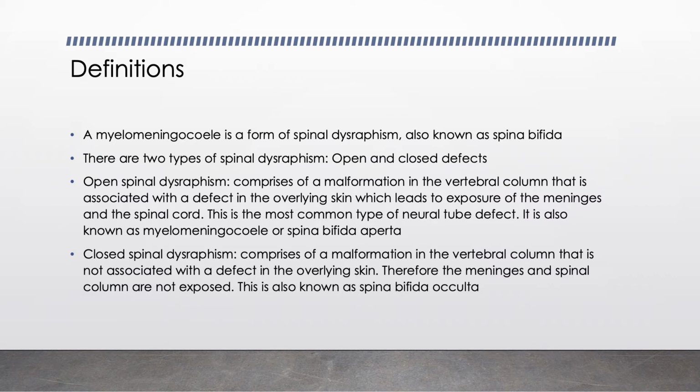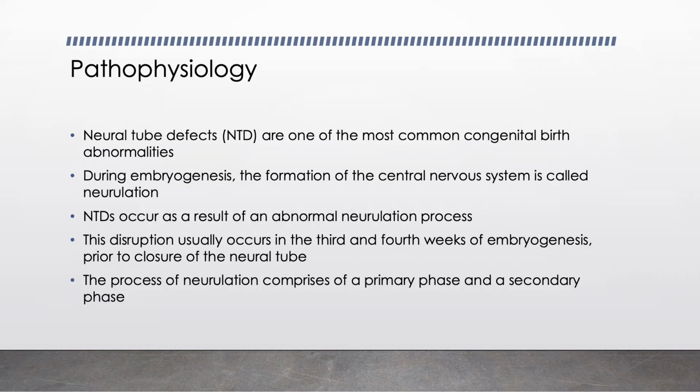So myelomeningocele is a form of spinal dysraphism, also known as spina bifida. There are two types of spinal dysraphism: open and closed defects. Open spinal dysraphism comprises a malformation in the vertebral column that is associated with a defect in the overlying skin, which leads to exposure of the meninges and the spinal cord. This is the most common type of neural tube defect, and it's also known as a myelomeningocele or spina bifida aperta. Closed spinal dysraphism comprises a malformation in the vertebral column that is not associated with a defect in the overlying skin. Therefore, the meninges and spinal cord are not exposed. This is also known as spina bifida occulta.